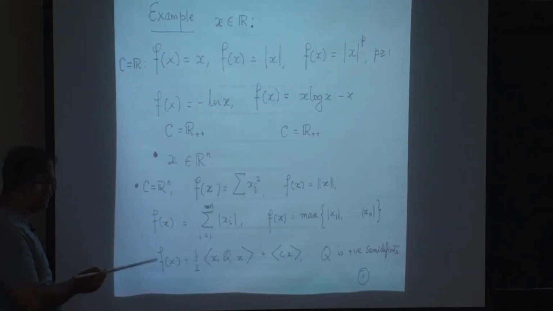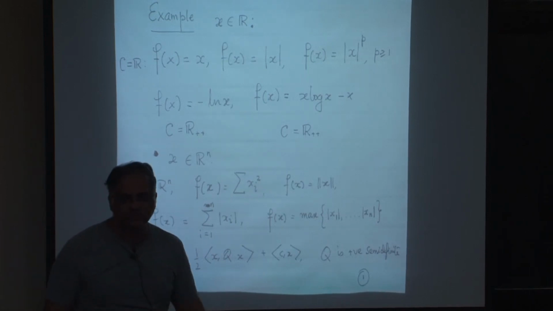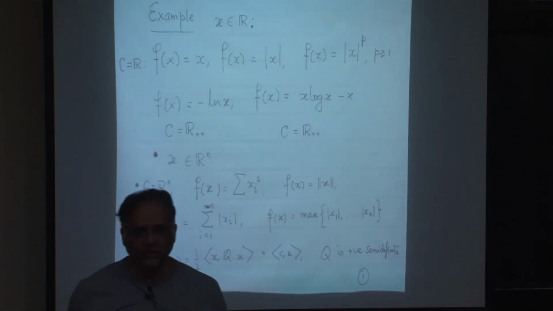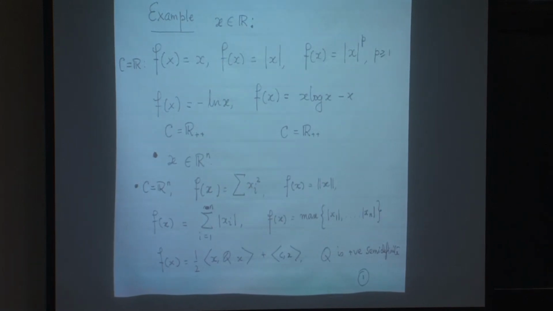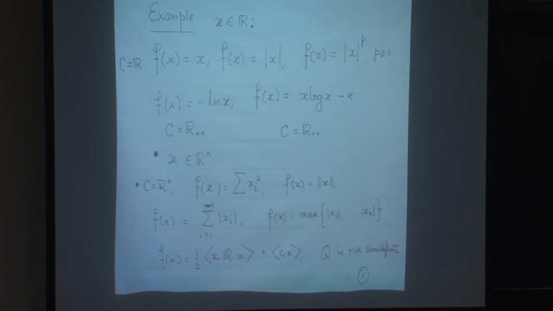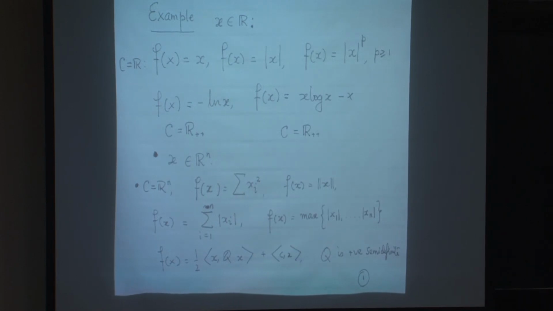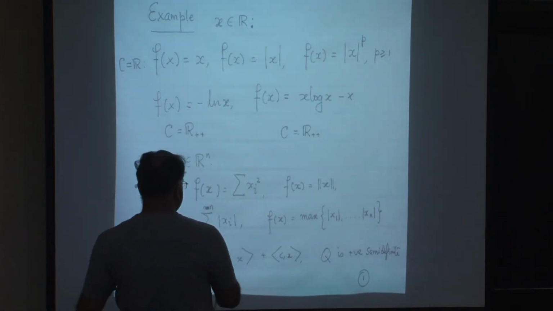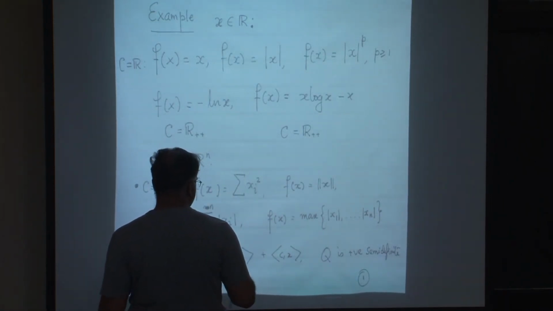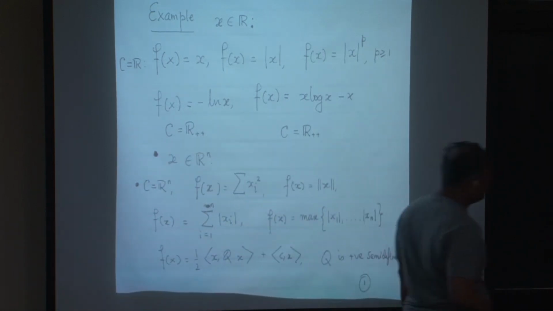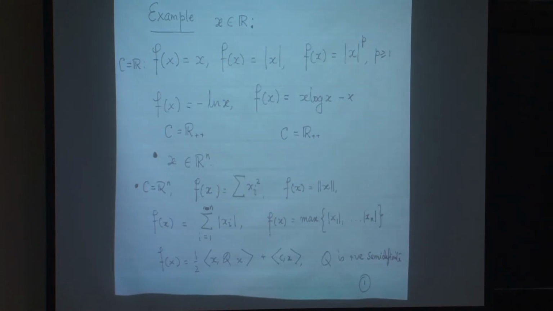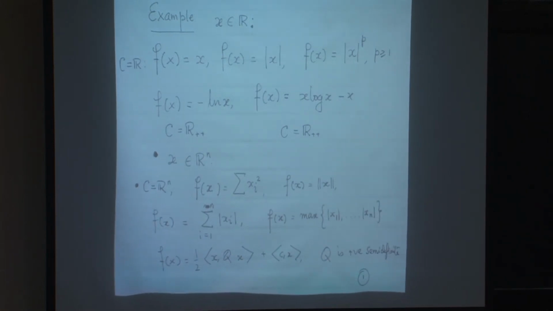Now this is a standard quadratic function. Anybody who has studied quadratic forms in linear algebra would remember this. This is called a quadratic function. If Q is the Hessian matrix, you would twice differentiate it, then the Hessian matrix is Q. Then Q is positive semi-definite. By a matrix being positive semi-definite, we mean that the following is true.